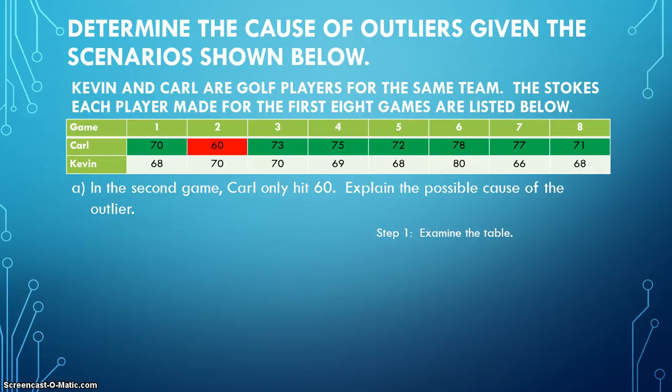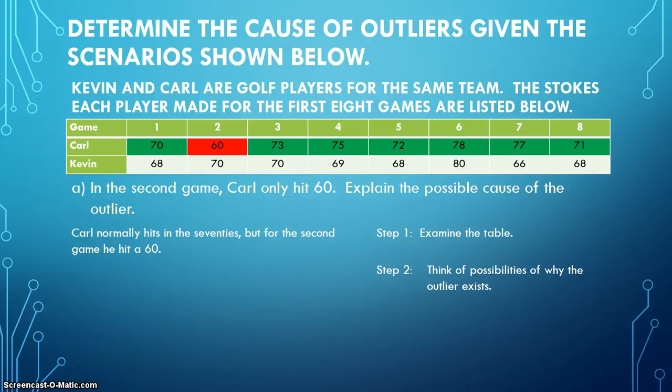Well, in the second game, Carl shot 60. That's way different than the 70s. That's at least a 10-point difference. So that's the thing right there. We notice, and we can state, that Carl normally hits in the 70s, but the second game he hit a 60. So that's the difference here. Now that we know that, we have to think of possibilities of why the outlier exists. Like, why did he get 60?